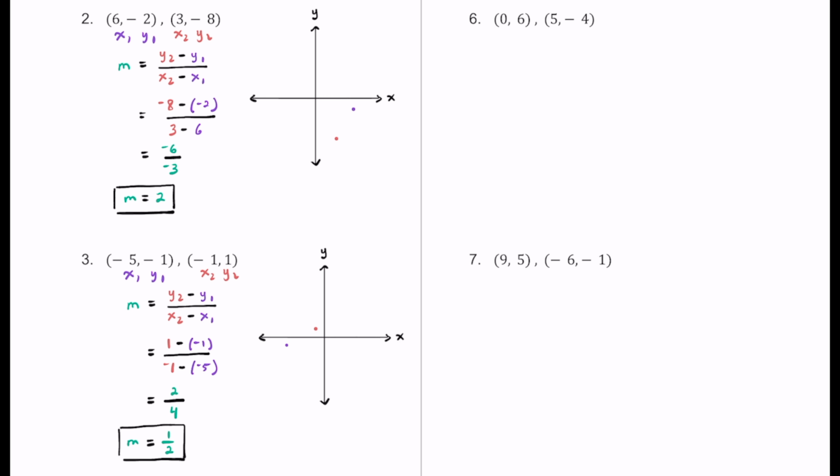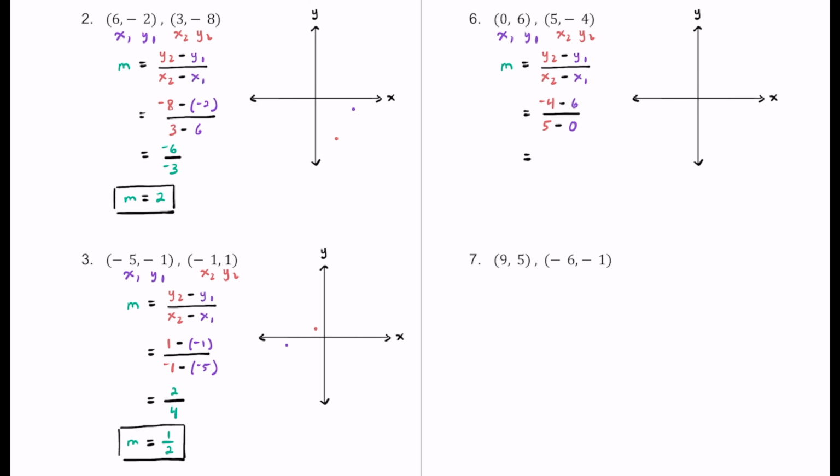Here's number 6. We have 0 comma 6 and 5 comma negative 4. Let's go ahead and just label them right off the bat and then start substituting in. So y2 here is going to be negative 4. So let's take negative 4 and then subtract y1, which is this positive 6. And let's put that on top of the difference of the x values. So for x2, looks like we have 5. And then for x1, let's go ahead and subtract x1, looks like it is 0.